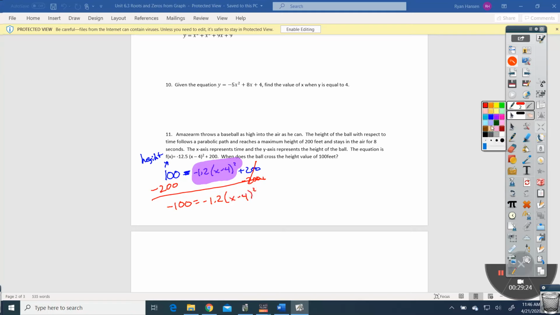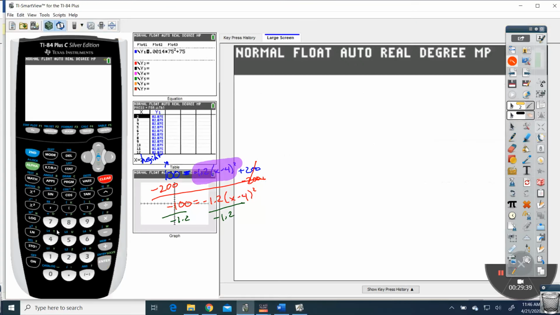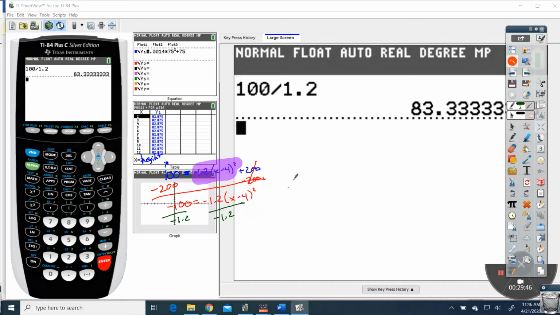So now I divide. I have to divide before I square root because I have to have just this stuff alone. So I divide by negative 1.2. I go to my calculator, and a negative divided by a negative is a positive, so I'm just going to go 100 divided by 1.2. So what I have now is 83.33 equals x minus 4 quantity squared. To get rid of that quantity squared, I just square root each side.